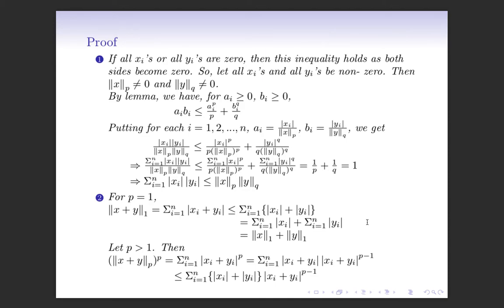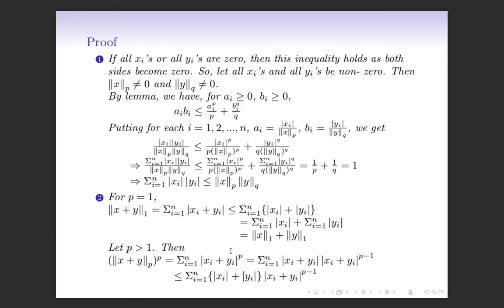Now we consider the case when p is greater than 1. Then norm p of x plus y whole to the power p is equal to, by the definition, summation mod xi plus yi whole to the power p, i varies from 1 to n.